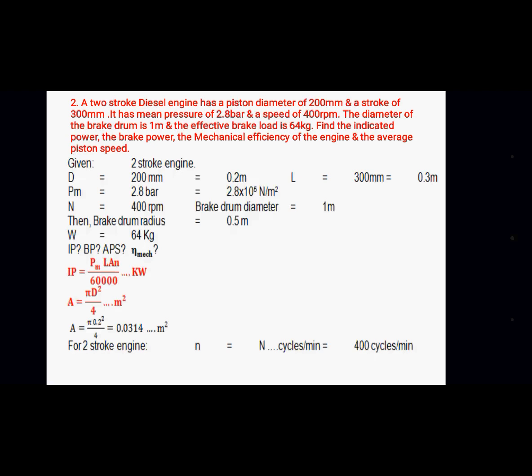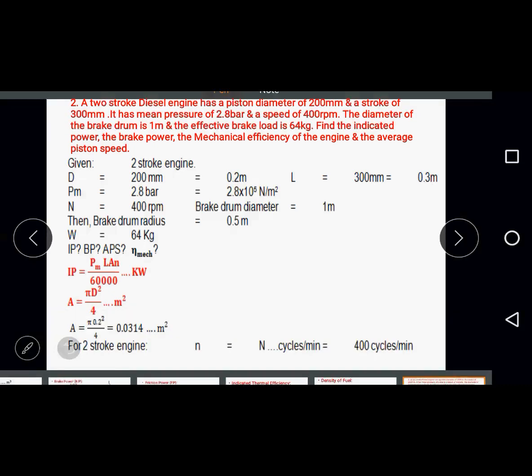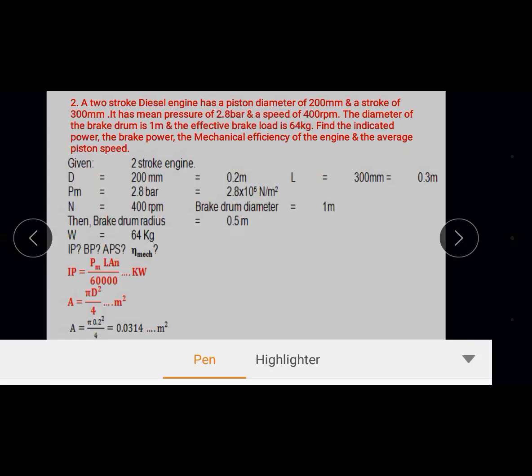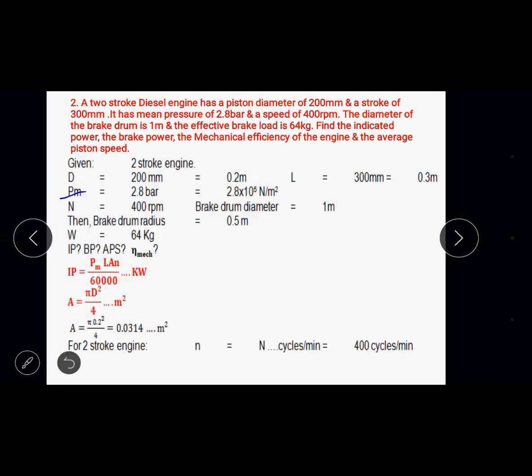And then stroke of the piston, capital L, is 300 mm, so divide by 1000, you will get 0.3 meter. And then mean effective pressure, here the mean effective pressure is given in terms of bar. So P subscript M is given as 2.8 bar. As you know, 1 bar is equivalent to 1 lakh Pascal, it is 10 power 5 Pascal, Newton per meter square. So I have written over here 2.8 into 10 power 5 Newton per meter square.